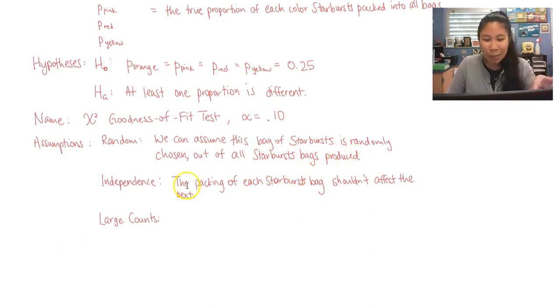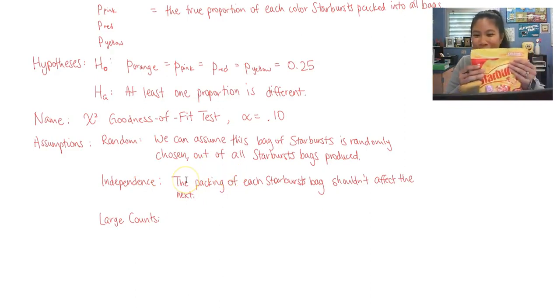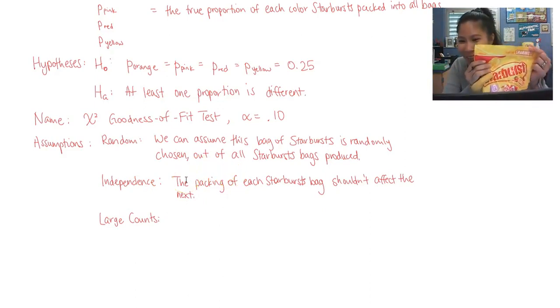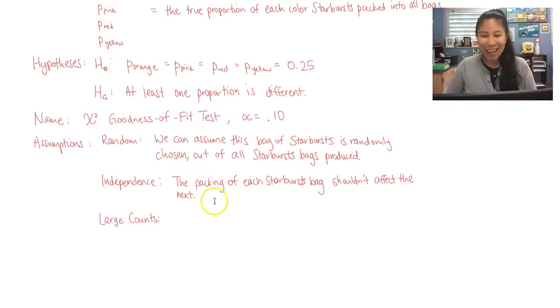And then independence. Normally we check the sample size and make sure it's less than 10% of the population. So first of all, my sample size would be how many Starbursts are in this bag, which I don't actually know. Who knows? Since I haven't even opened it yet, it's an unopened bag in case you can't see. This is new. But anyways, another way to check for independence is the packing of each Starburst bag to the next, because we're checking for independent samples.